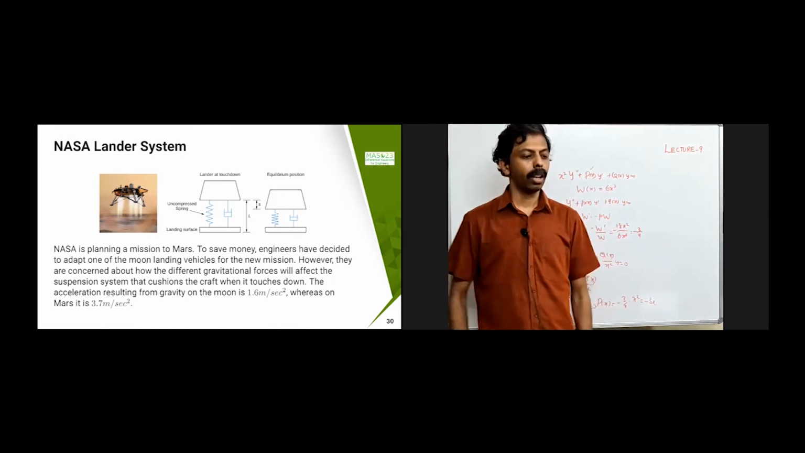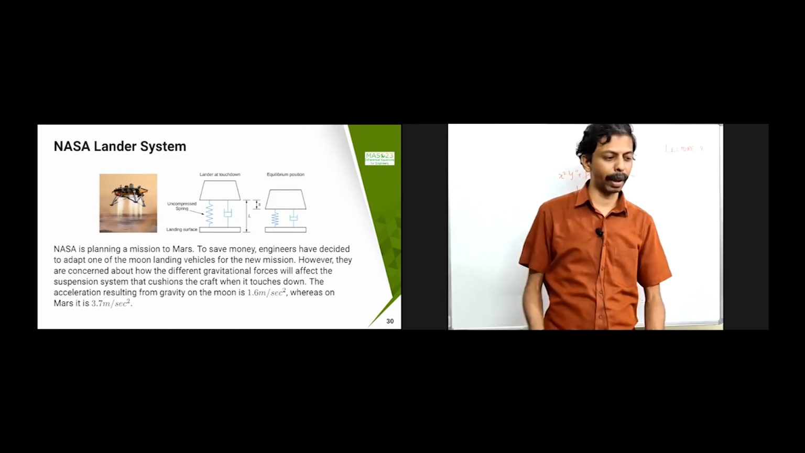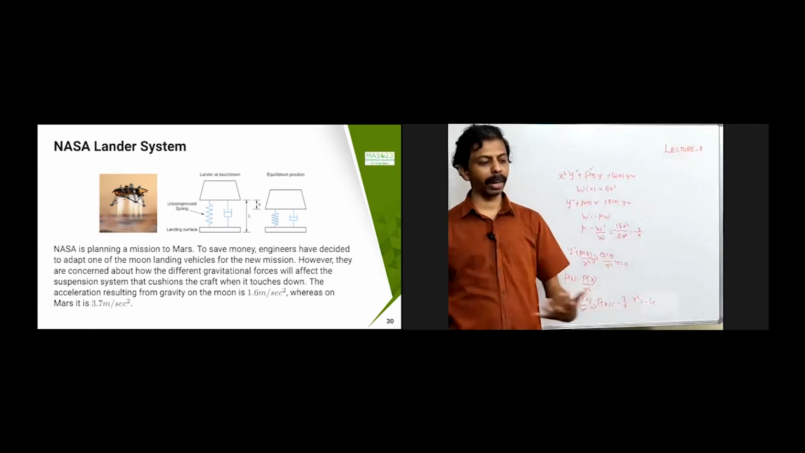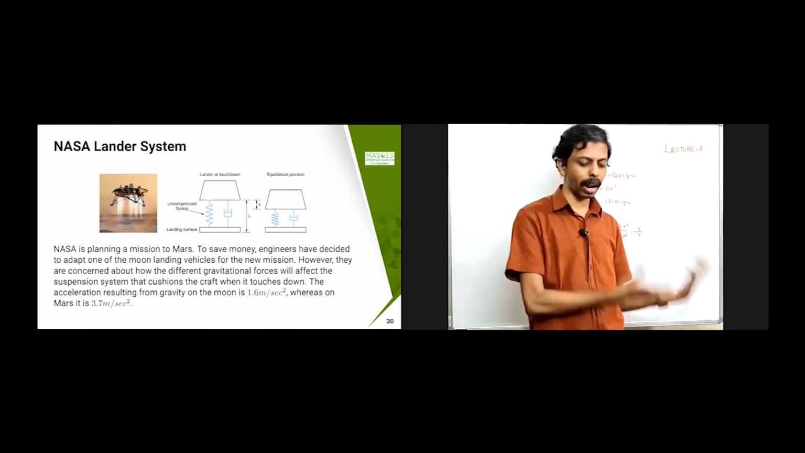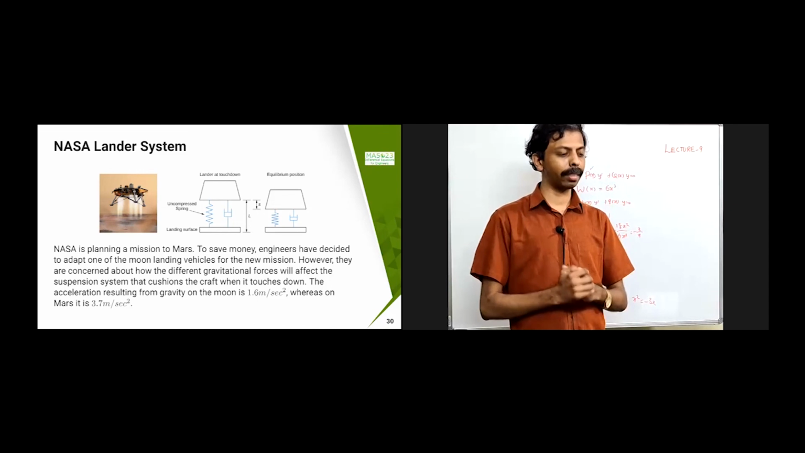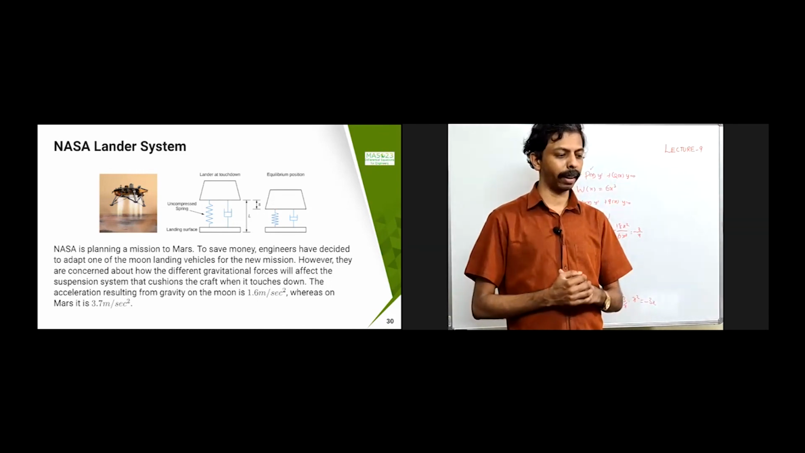Both are completely different. So what are we going to do if we use the same vehicle in that system? Because the suspension system, everything, is designed for that. The question is, can we use the moon landing vehicle for the Mars landing? That's the question they were trying to answer, because the gravitational forces are different. So in that case, you need to find that.